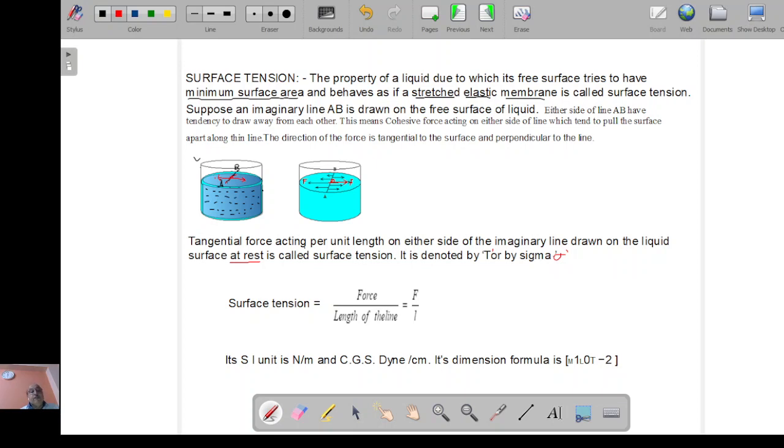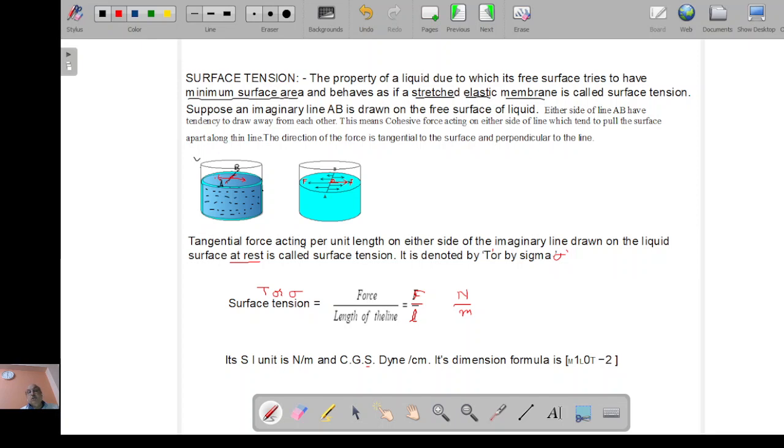So surface tension T or sigma is equal to force acting per unit length, that is force upon length, F by L. L is the length of the imaginary line. So its unit will be Newton per meter in the SI system, or in the CGS system it is dyne per centimeter. As you all know, the unit of force in the CGS system is dyne and length is centimeter.